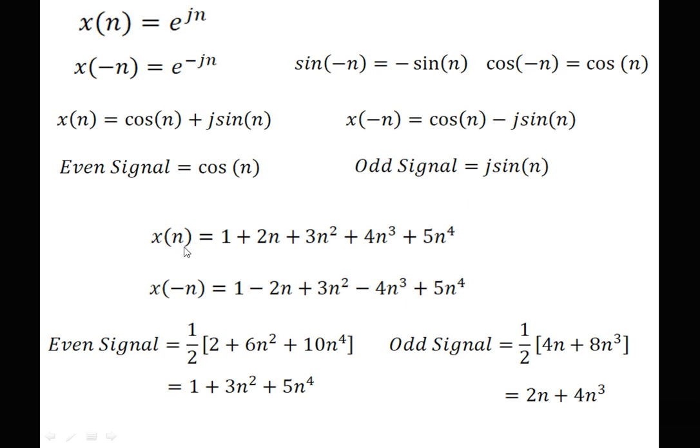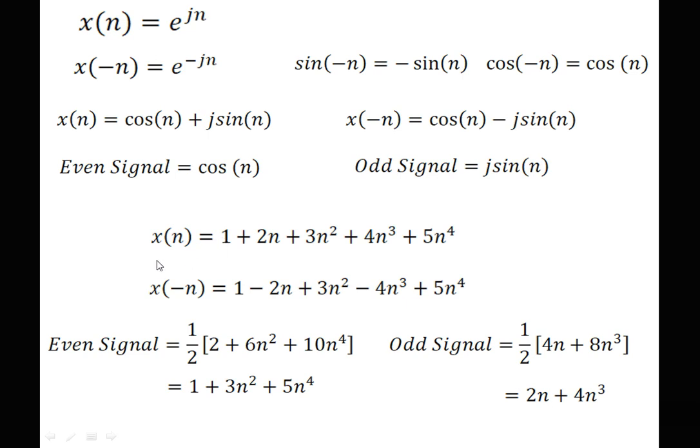Now see the next example. x of n is equal to 1 plus 2n plus 3n square plus 4n cube plus 5n raised to 4. x of minus n: 1 is a constant, so it remains as it is, minus 2n. When n is negative, for the square term or the terms with an even power, we get the same result. So 3n square is the same, but for the cube, or for odd powers, we get minus 4n cube, and for the power 4 we again get the positive answer. So this is the only change between x of n and x of minus n.